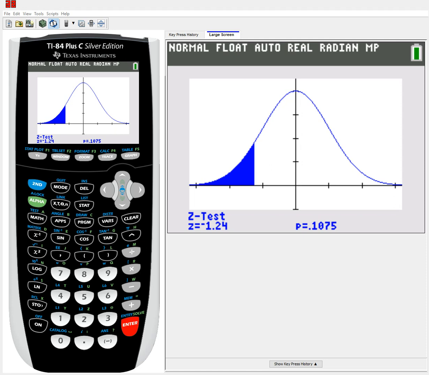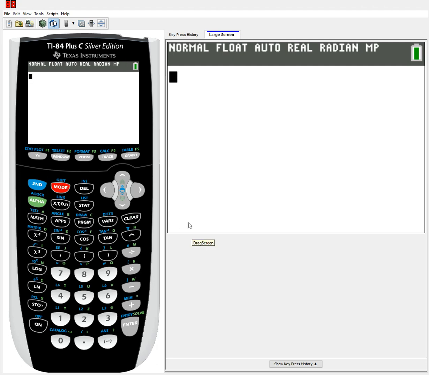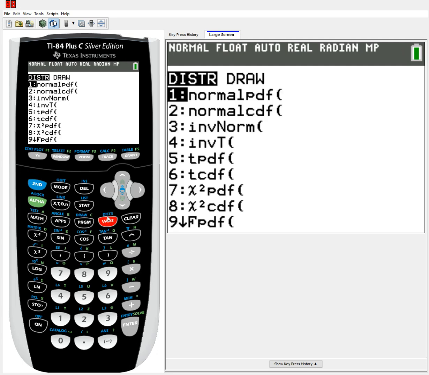So to access our functions, I'm going to quit back to the menu. Since we're dealing with a normal distribution, all our values are going to be in the distribution section here above vars. So I hit second, vars, and I have three different options here. These are the three that I want: normalpdf, normalcdf, and inverse norm.